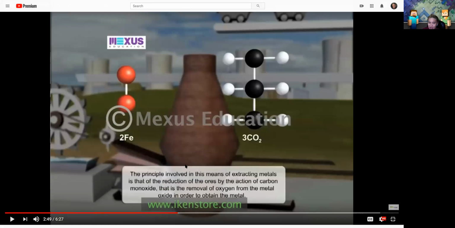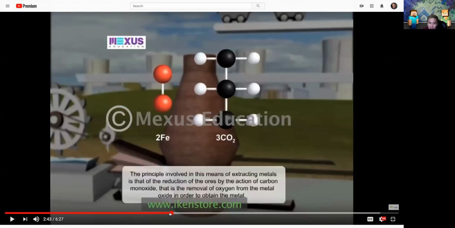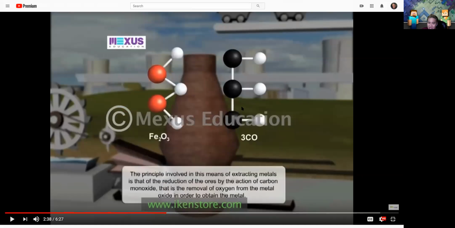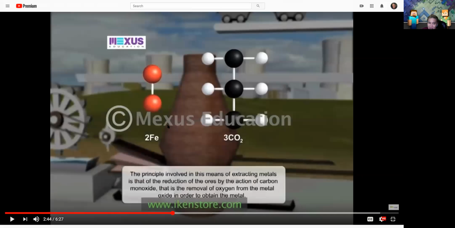So again, they burn the coke here, and then they put the metal ore here. So they burn the metal ore, and then what happens is this reaction. The carbon monoxide here. So 3 carbon monoxide molecules and your ferric oxide here. Once it reacts with each other, what happens is the oxygen atoms will be removed, leaving the iron in its elemental form.